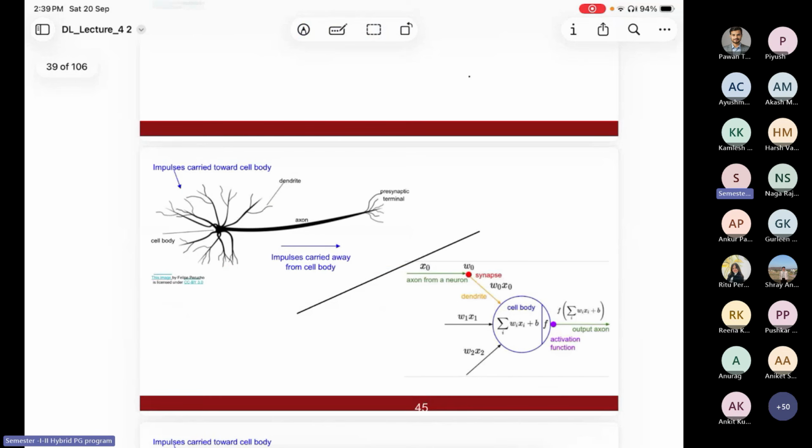Somehow researchers have got the correlation between this and this. This is the human brain, the neurons of the human brain, and this is the artificial neural network that we are talking about here. They have somehow tried to relate this with human neurons, and they have given the analogy, just like what we have seen in the past, with the neural network.